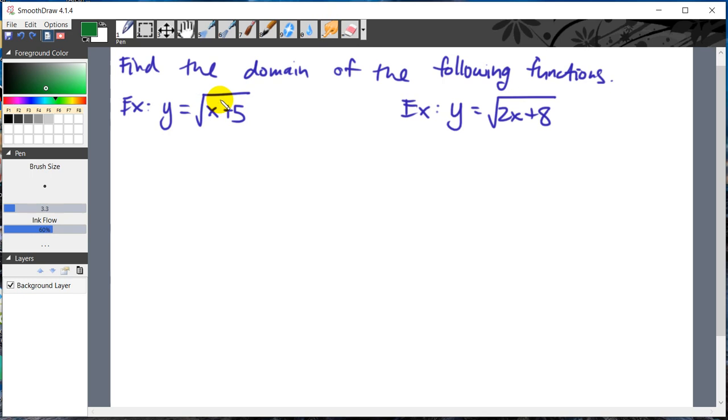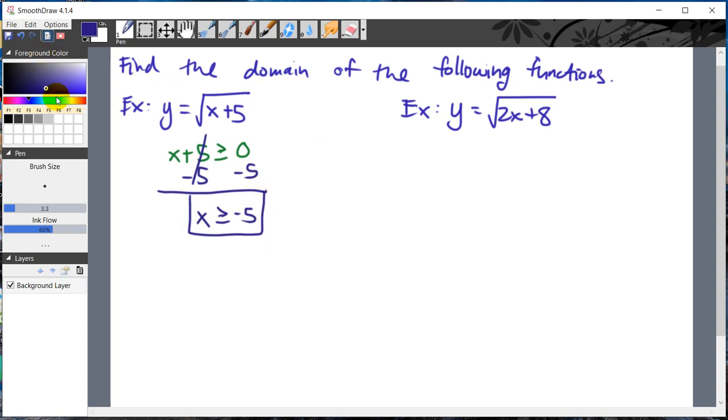All we need to do is set the inside, x plus 5, greater than or equal to 0, and solve for x. You know, it still amazes me that some of you still can't do this. But anyway, we just cancel. So x is greater than or equal to 0 minus 5, which is negative 5. That's the first one.